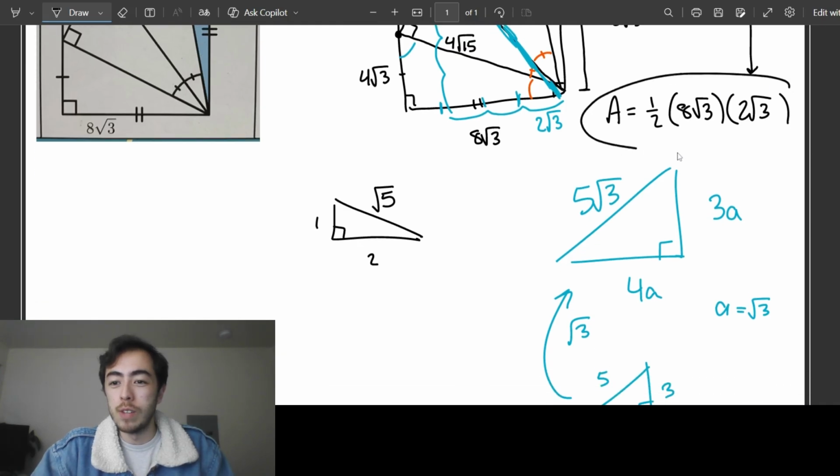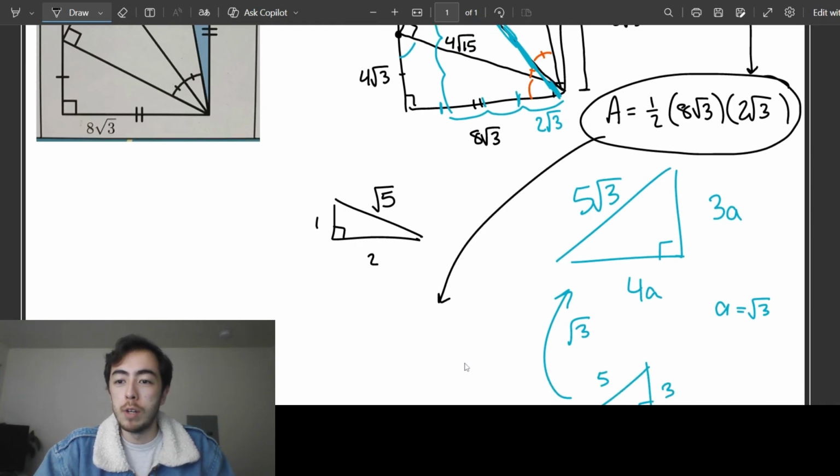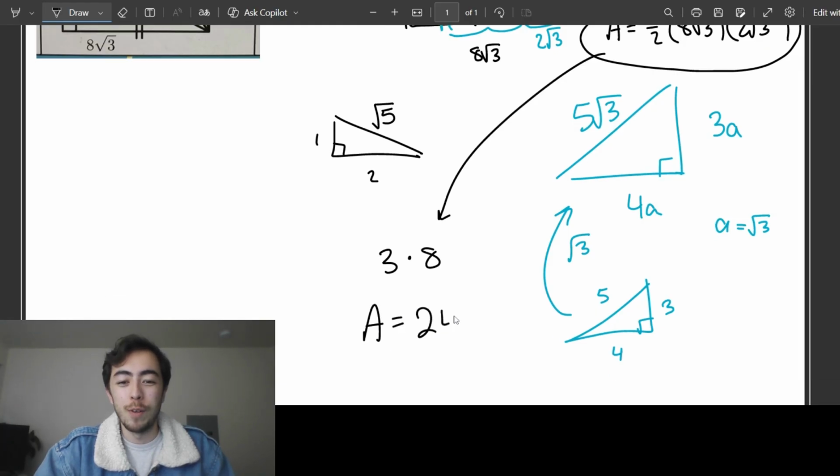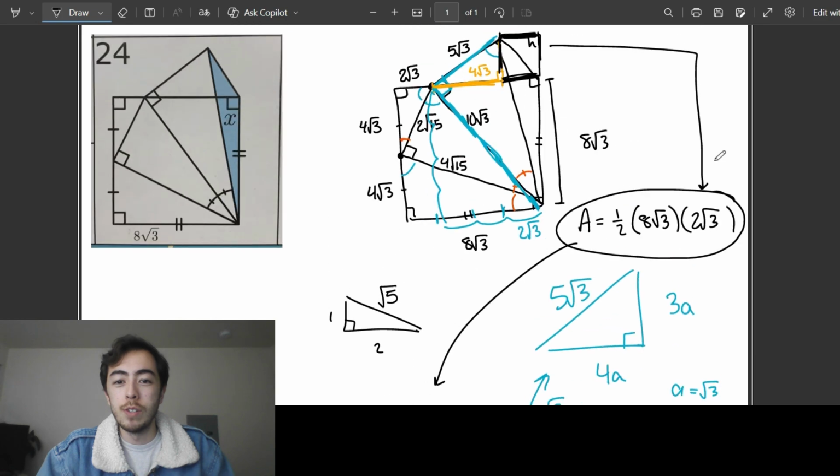Now we just need to use our area formula. I'm going to multiply those root 3's together. I'm going to cancel the 1/2 with the 2. And so we're just left with 3 times 8, which is 24. So that's my solution for this problem.